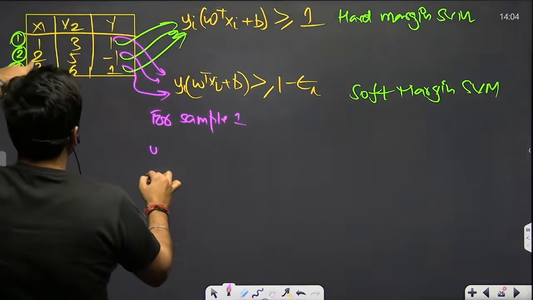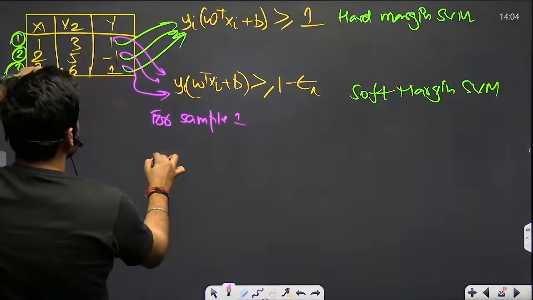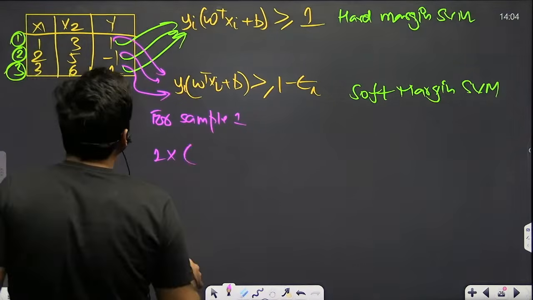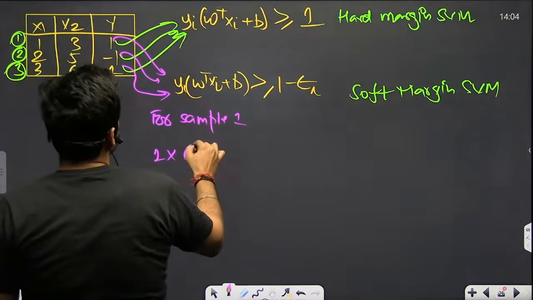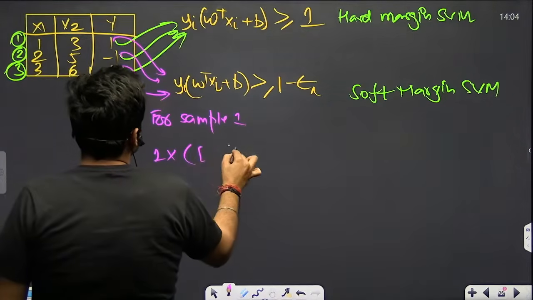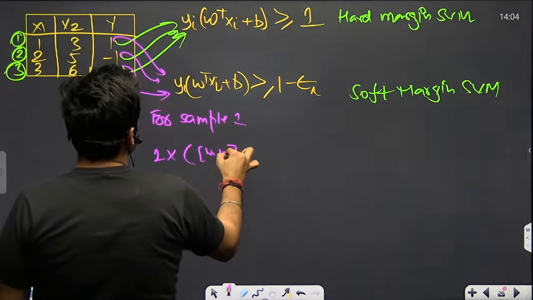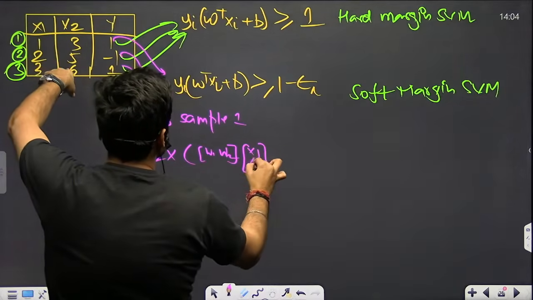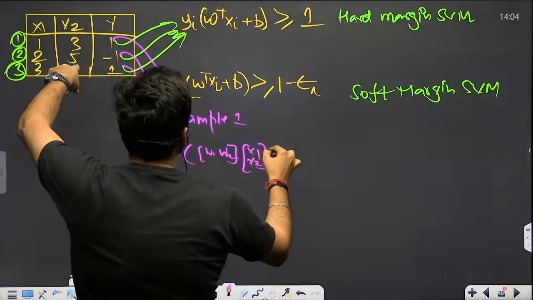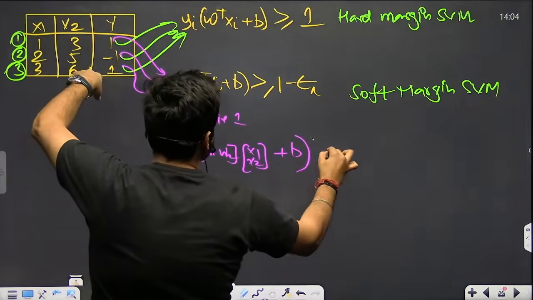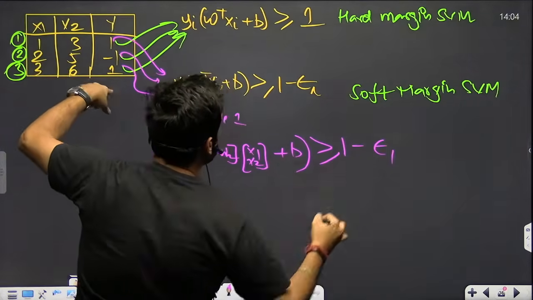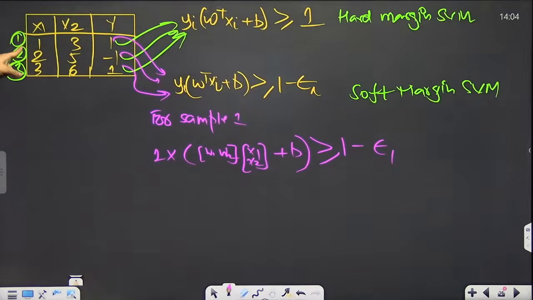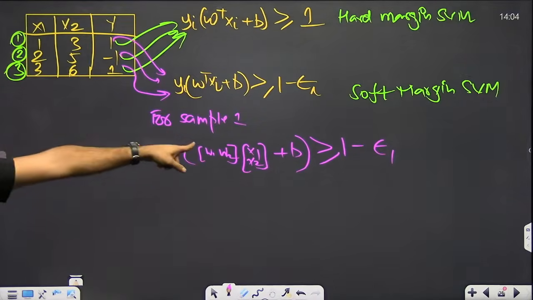So I would just put yi. What is yi? Yi is 1 into weight transpose, for example, weight transpose is w1 w2, and xi is x1 x2, and plus b. So this would be greater than or equal to 1 minus epsilon 1 for the first sample. This is how the condition would change.